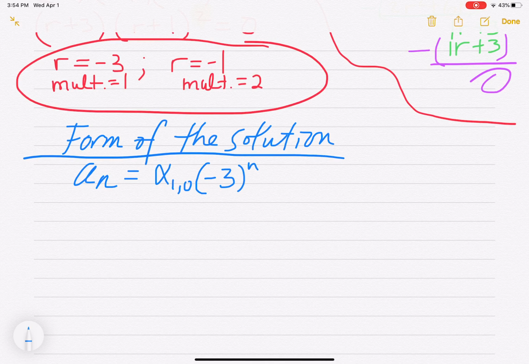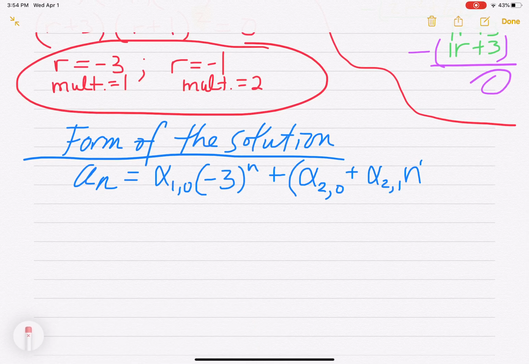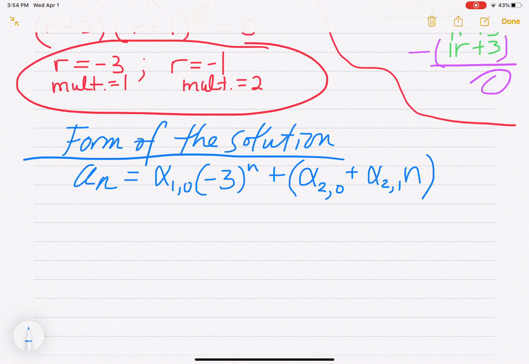Now, for our second root, which is negative 1, we have multiplicity 2, so we have to write in parentheses alpha 2,0 plus alpha 2,1 n to the 1 power, and we stop at the 1st power because that's 1 less than the multiplicity, which is 2. And then after we close the parentheses, we put negative 1, our root, to the nth power. So that's the form of our solution.